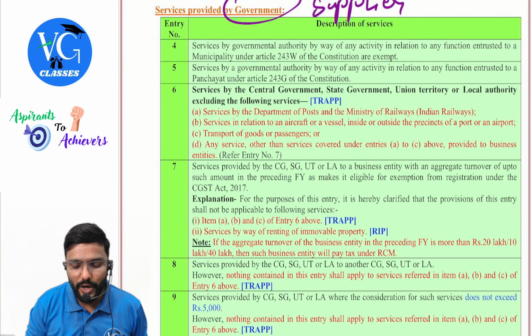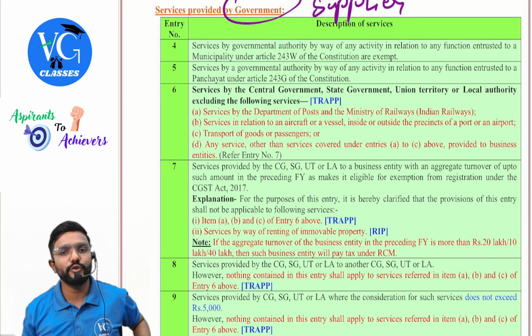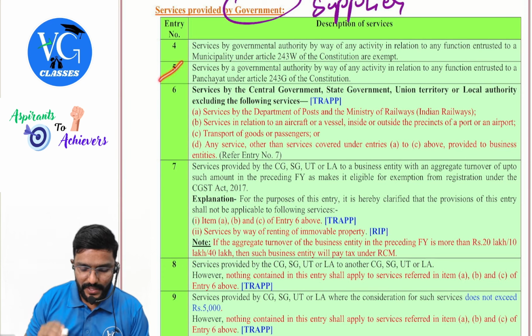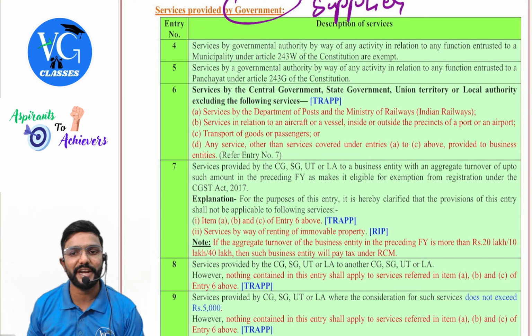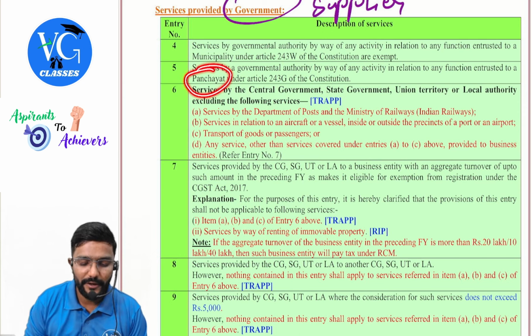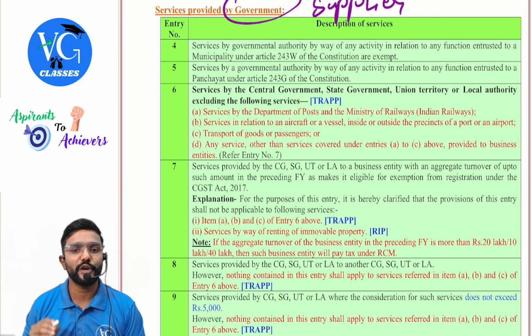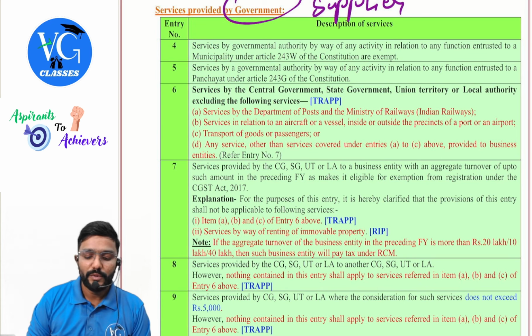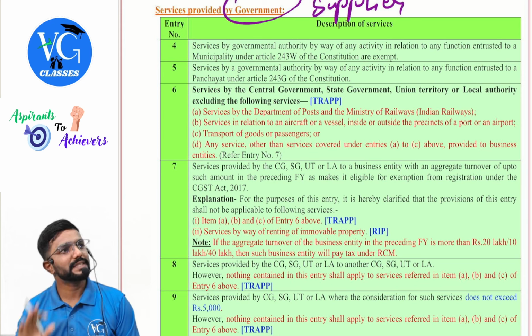Services by government authority by way of any activity in relation to any function entrusted to a municipality under Article 243W of the Constitution are exempt. Same way, entry 5. Services by a government authority by way of any activity in relation to any function entrusted to a panchayat. In entry 4, it is municipality. In entry 5, it is panchayat. Under Article 243G of the Constitution.